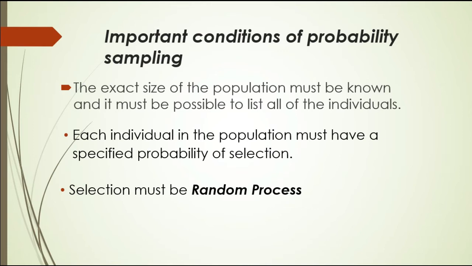Next is selection must be a random process. Every possible outcome is equally likely. Halimbawa, nagtotoss ka ng coin, equal yung head sa tail, it can be head or tail. Random process, dapat equal yung possible outcome na makuha sila.